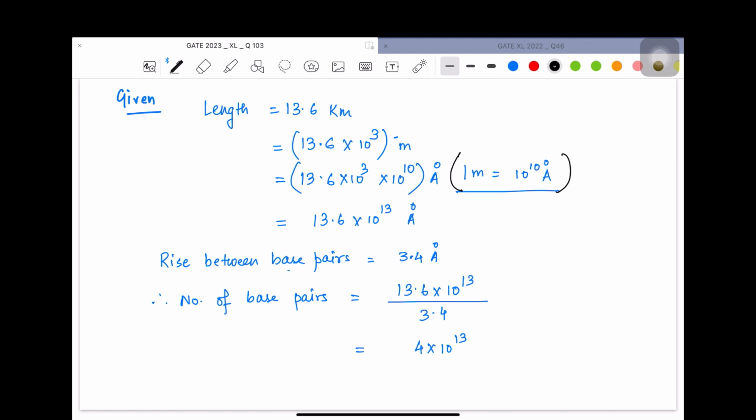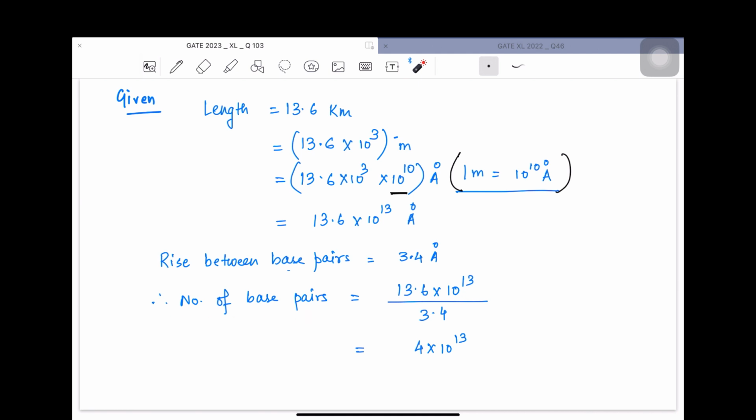So we will multiply this with 10 to the power 10, and the answer that we get is 13.6 into 10 to the power 13 angstrom. So that is the length of the total DNA, which is given. Now it is also given the rise between base pairs is 3.4 angstrom. So from this information, we can calculate the number of base pairs present in this length of the DNA, because the distance between two base pairs is 3.4 angstrom.